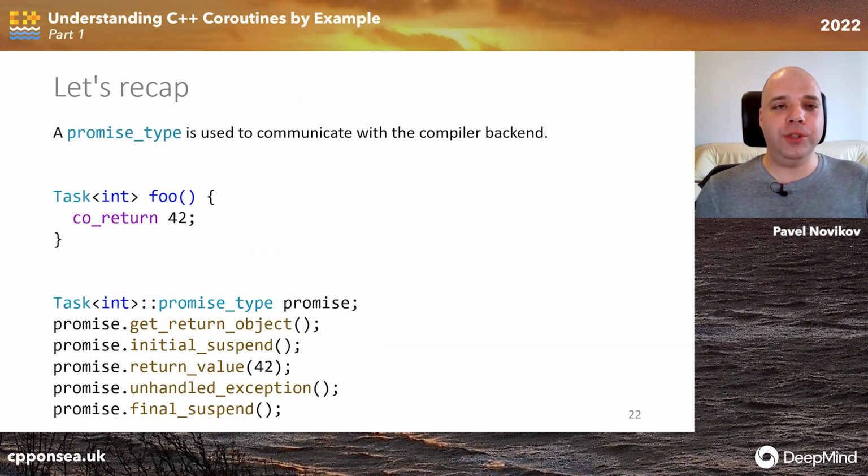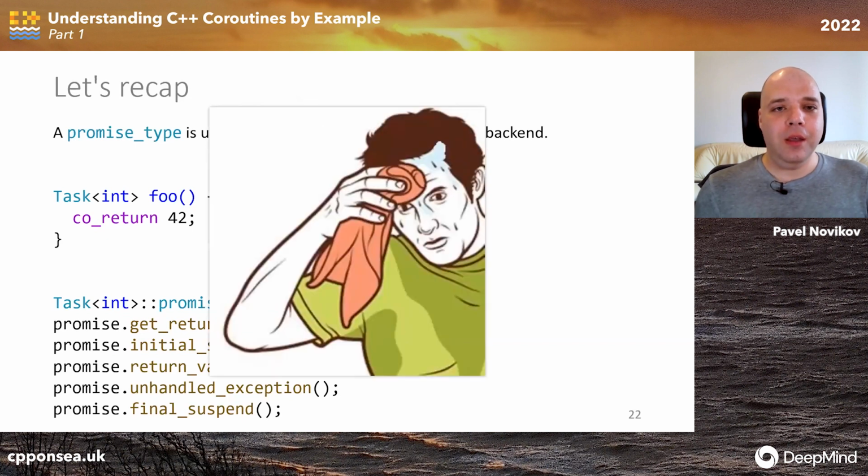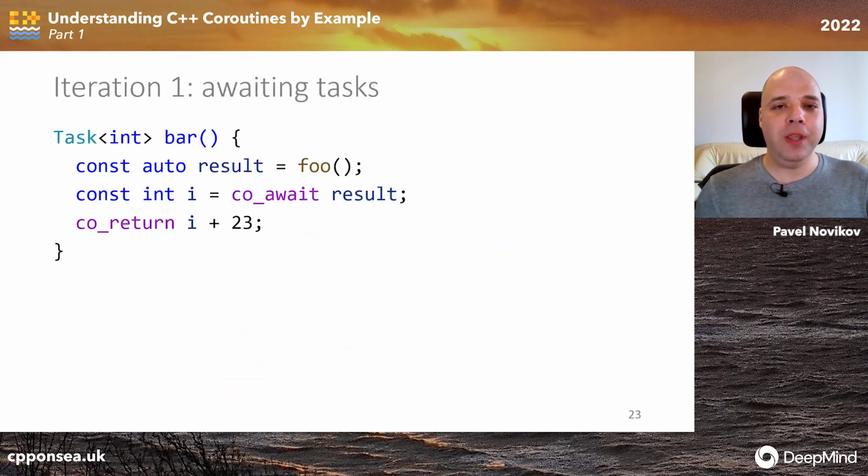And yeah, so let's recap. In order for our coroutine to work, we need to implement the promise type in order to communicate to the compiler backend what we want the behavior of the coroutine to be. And we want to implement the 5, in this case, mandatory member functions. And yeah, we are done with the first part, with iteration 0. Let's get to iteration 1, in which we will learn how to await tasks in the coroutines.